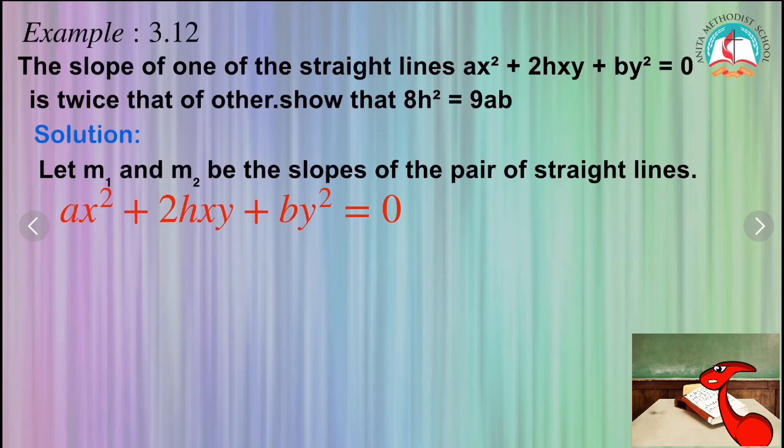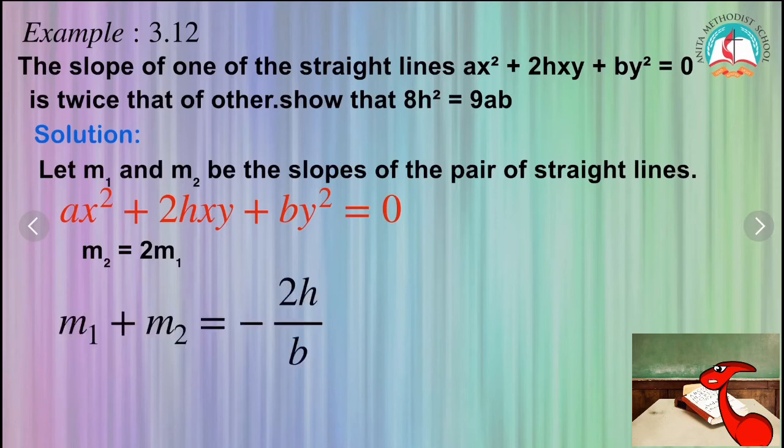Okay. And here what is the condition given? One slope is twice the other. Therefore, I am considering m2 is equal to 2m1. And now, what is the formula for the sum of the slopes? m1 plus m2 is minus 2h by b. And the product of the slopes is a by b. Using these two conditions and applying these values here, I am going to get the answer.